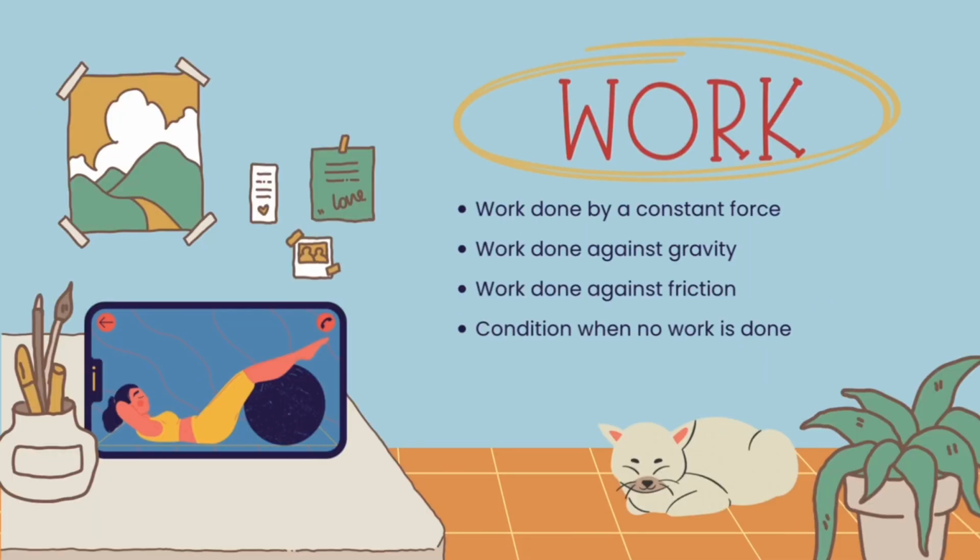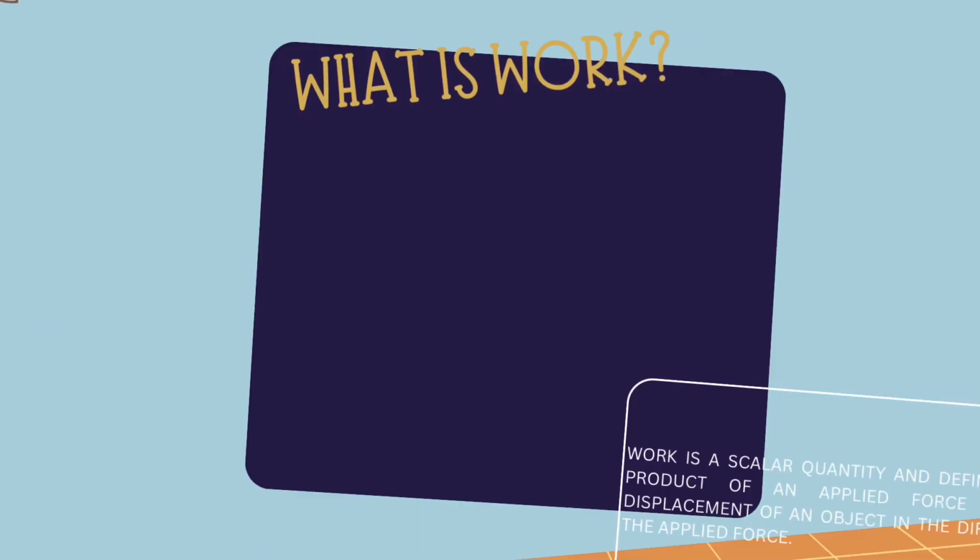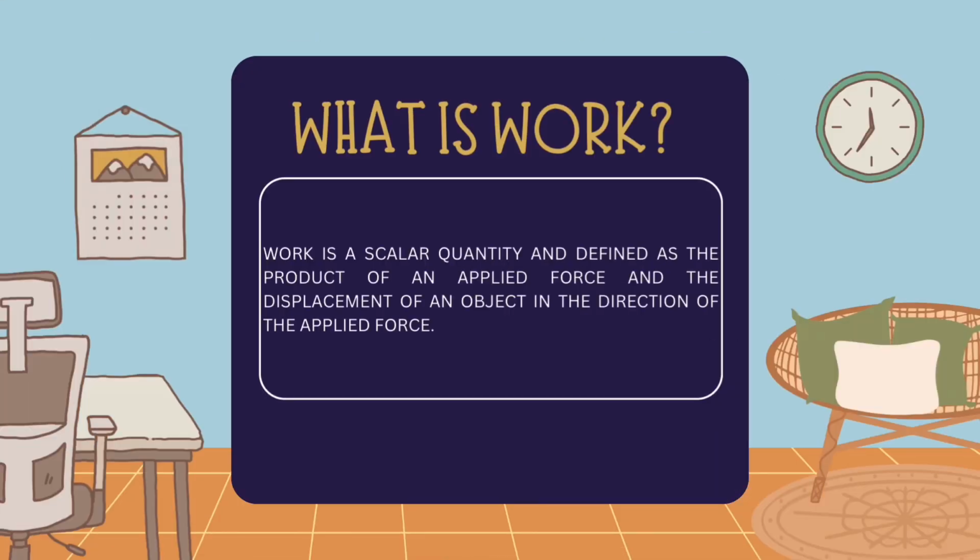Now, I will explain to you about work. There are 4 types of work: work done by a constant force, work done against gravity, work done against friction, and condition when no work is done. What is the meaning of work? Work is a scalar quantity and defined as the product of an applied force and the displacement of an object in the direction of the applied force.